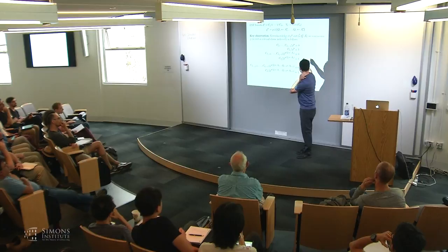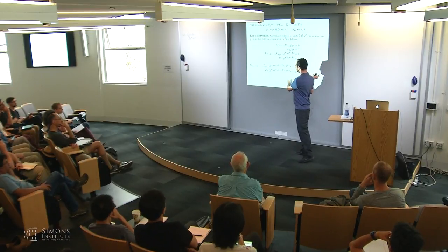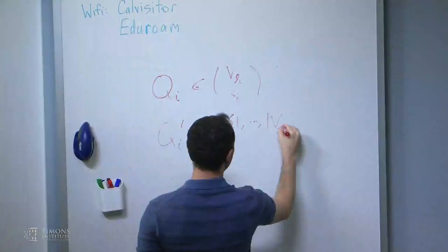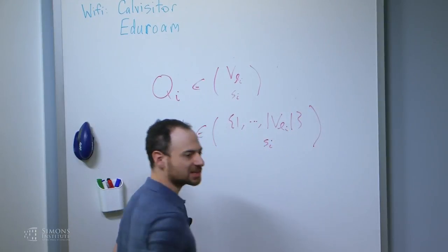Right, yeah. So the way I've stated this, I've defined Q here. It will be convenient in a moment that Q is actually the set of variables. So the next observation, I didn't include this on the slide, but a key point here is that we don't actually need to know the set Q, the set of variables. So recall that each Q_i is a subset of the V_{L_i} choose S_i, right? But it's enough actually if I only tell you Q_i prime, which is an element of, let's say, the numbers from 1 to V_{L_i} choose S_i. Suppose I don't tell you actually what the variable is.